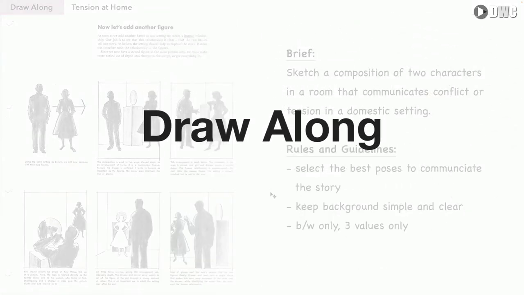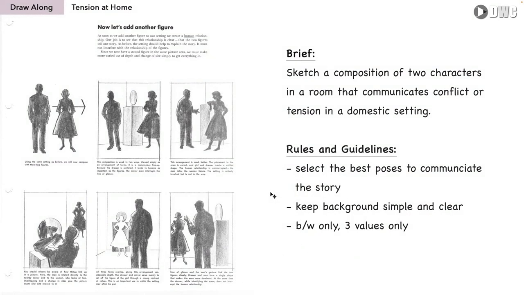Okay, let's do a draw along together. We're going to do some thumbnail sketching from imagination. And this exercise, this draw along, is inspired by volume 8 of the Famous Artists Course. Our draw along will be Tension at Home. Tension means like conflict or something uncomfortable. It's like a bit of an uncomfortable situation between two people.